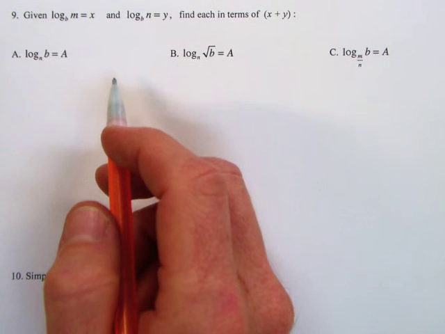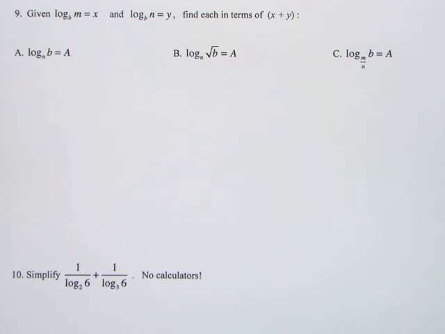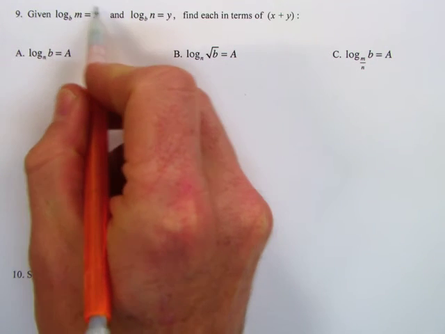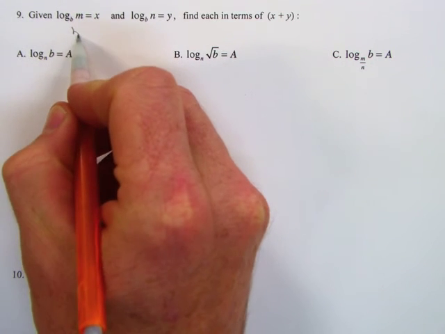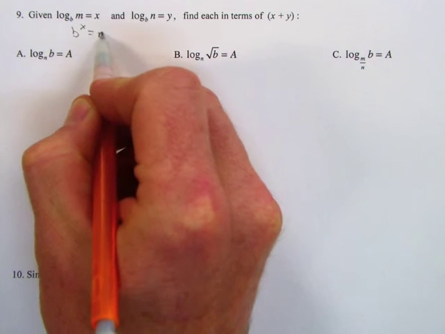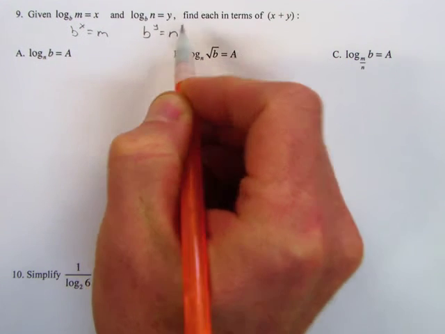Given log base b of m equals x and log base b of n equals y, find each in terms of x and/or y. So let's take a look. What this is telling us is we transform this log into an exponential. It's b to the x equals m, and b to the y equals n.